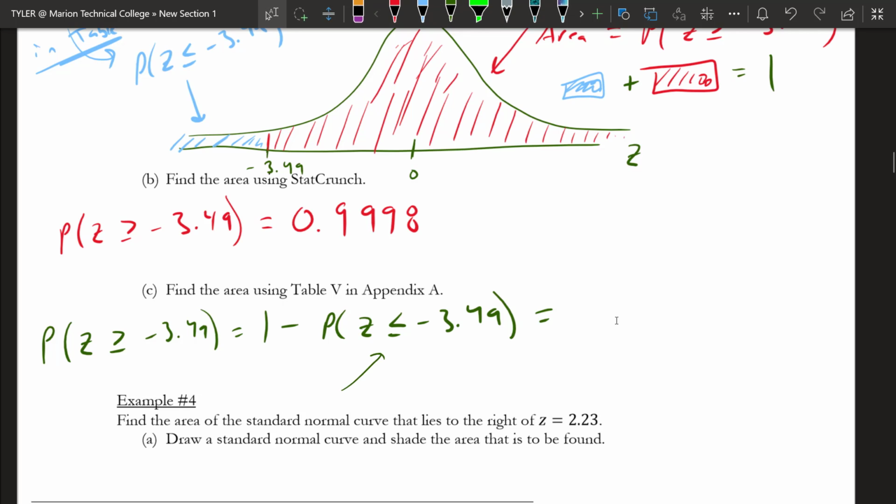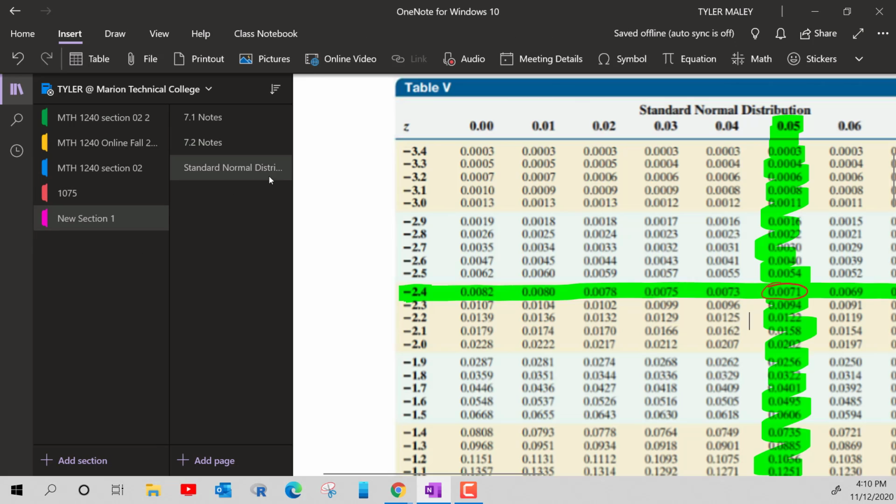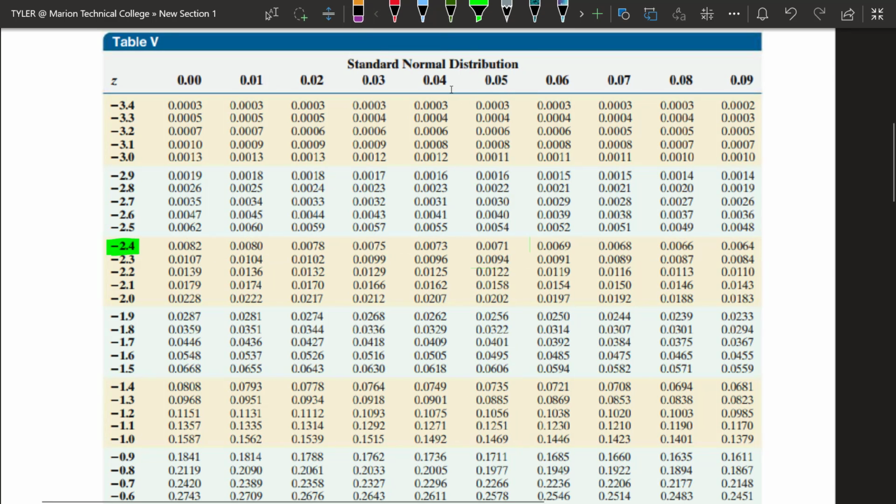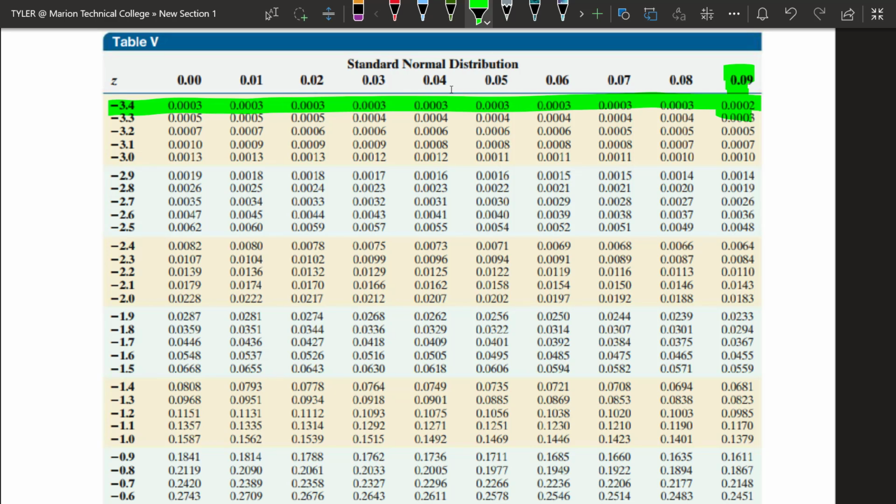So this value we can look up in the table. If I go back to my table, let me go ahead and erase this. I'm going to want to locate negative 3.49 on the table. Negative 3.4 would be this row here, and we're looking for this column. So the value I'm looking for is this here where I circled in red.